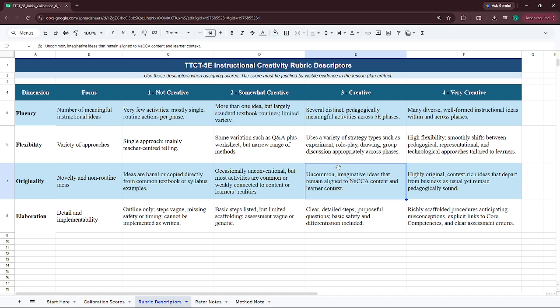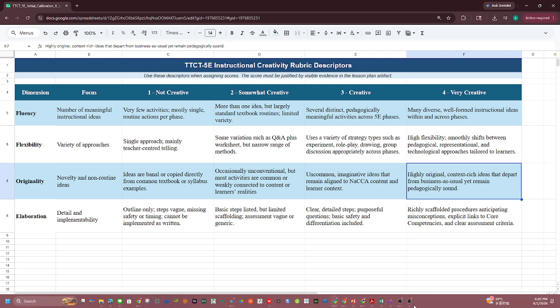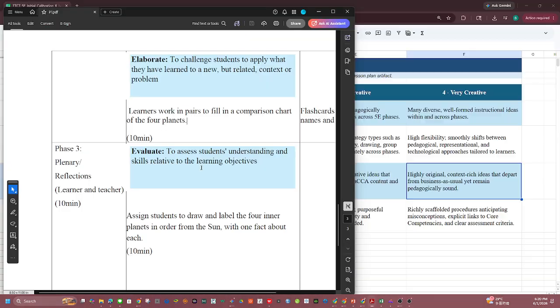And then the third one: uncommon, imaginative ideas that remain aligned to the content and then learner context. And then for the highly creative dimension, consider highly original, context-rich ideas that depart from the business as usual, yet remain pedagogically sound. So let's check the lesson plan, what was demonstrated.